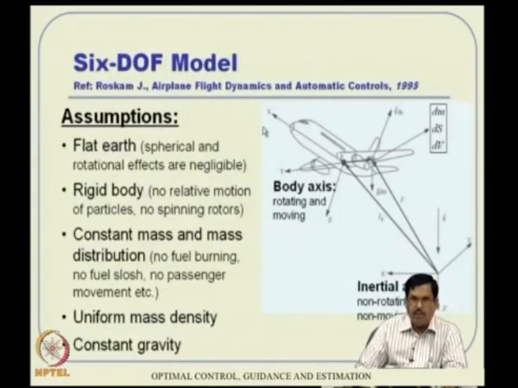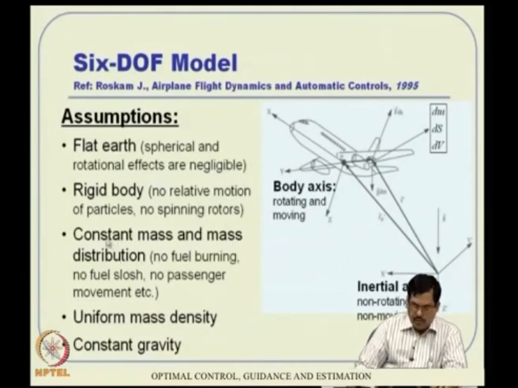So the assumptions come in again. First we'll start with the flat earth assumption. Spherical and rotational effects of the earth are negligible here, and models are available which will account for that also. This is not a restriction that we really have to deal with, but to understand the equations, it is good enough. Then we also assume the vehicle is a rigid body. That means there is no relative motion of particles and no spinning rotors also. So we are not talking about helicopter motion, which has slightly different mechanics, and that is why helicopter dynamics is a lot more complex than aircraft dynamics. We are considering here aircraft dynamics and probably launch vehicle and missile dynamics.